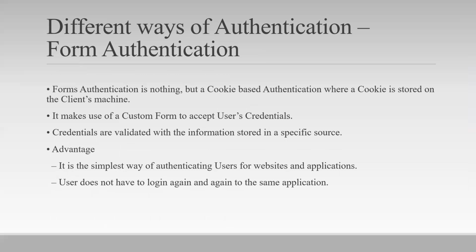Now there are different ways of authentication. Basically there are three ways: form, Windows, and passport. So let's discuss first the form authentication. Form authentication is a type of authentication based on cookies, where cookies get stored on the client's machine. It creates a custom form to accept users' credentials, like username and password. Then those credentials are validated with the information stored in a specific source. It can be a database, or any other kind of source, maybe a blob file.